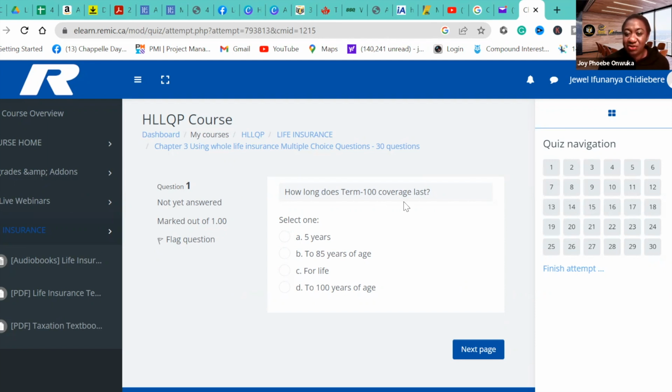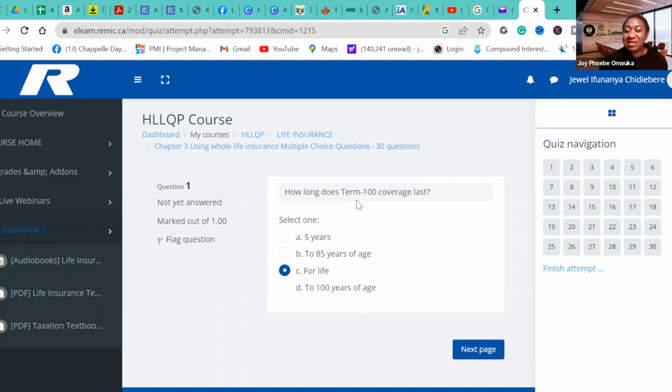How long does term 100 coverage last? Is it 5 years? No. 85 years of age? No. Again, when you see term 100, it's a permanent insurance. It's not temporary, it's term to 100 years. It is for life. Yes, payment is up to age 100, but coverage is for life.